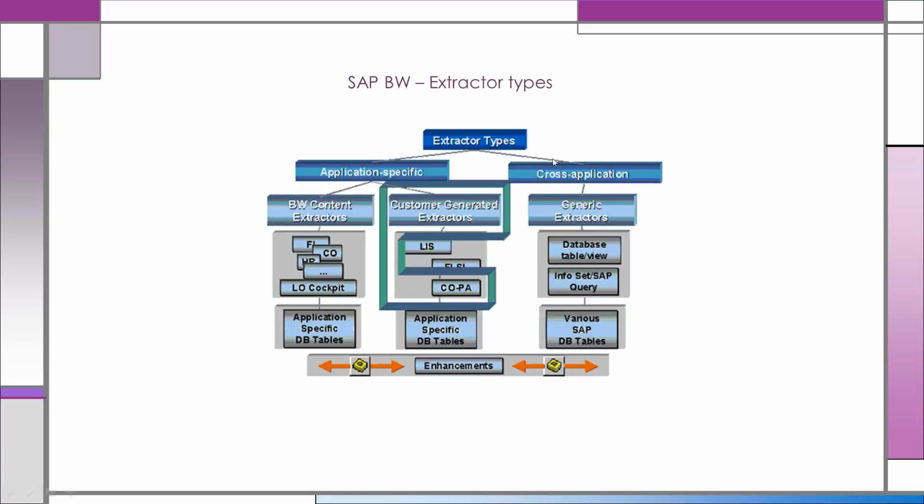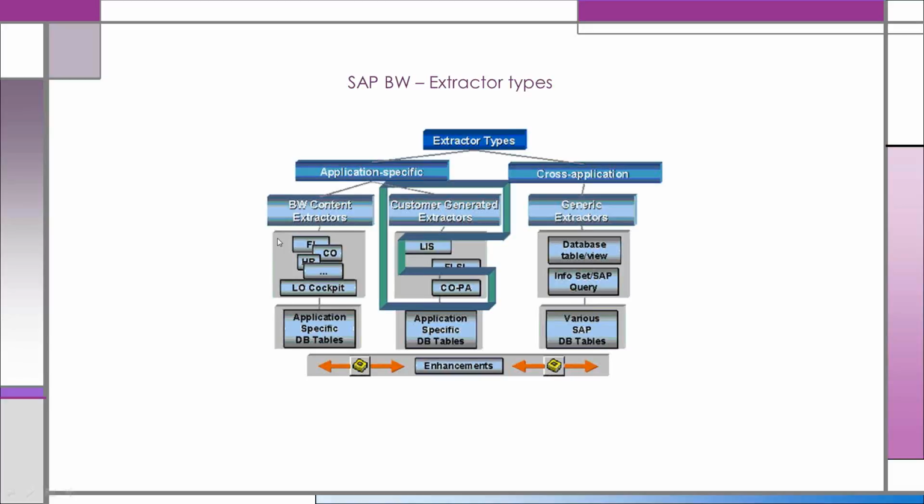Apart from this, there is something called cross application. For application specific, we have the data source already in ECC, and we only have to tweak it here and there to bring the data into BW. But in cross application, there is no data source existing in ECC. Based on the requirement, you need to create the extractor by yourself. It's called a generic extractor. We will read about this also down the line.